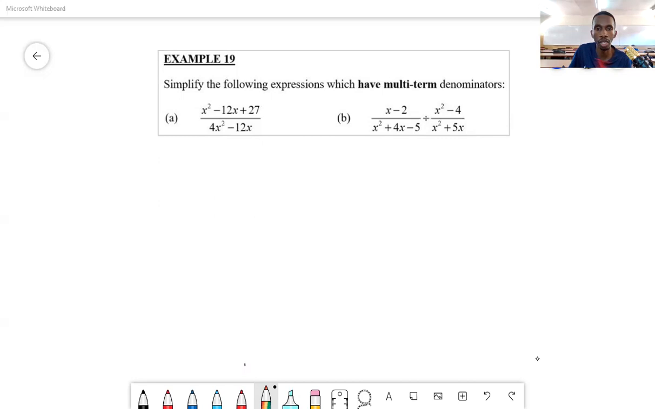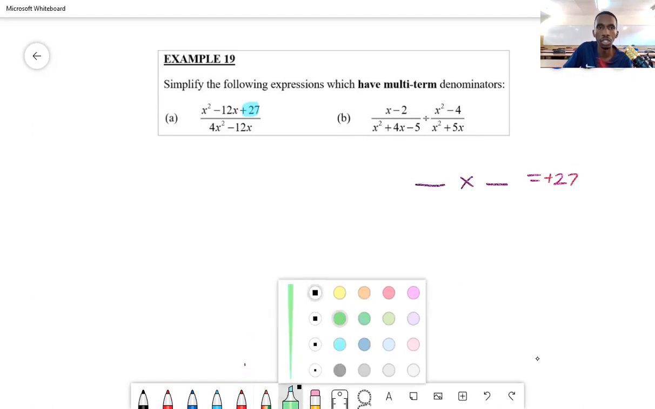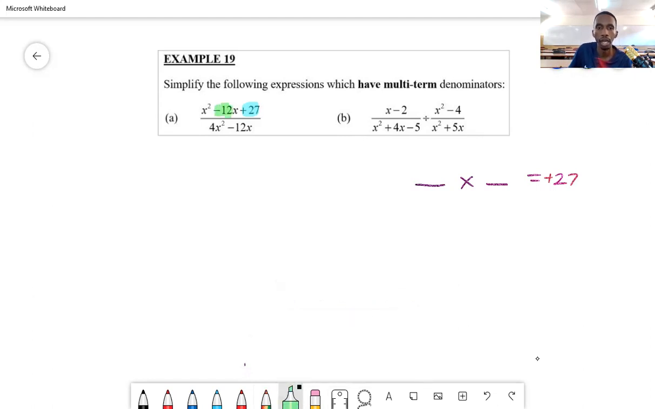So let us start with the numerator. For the numerator, we have positive 27. So we first look at our constant. We ask the question, what number multiplied by what number will give us positive 27? Then we look at the coefficient of the middle term, which in this case is negative 12.